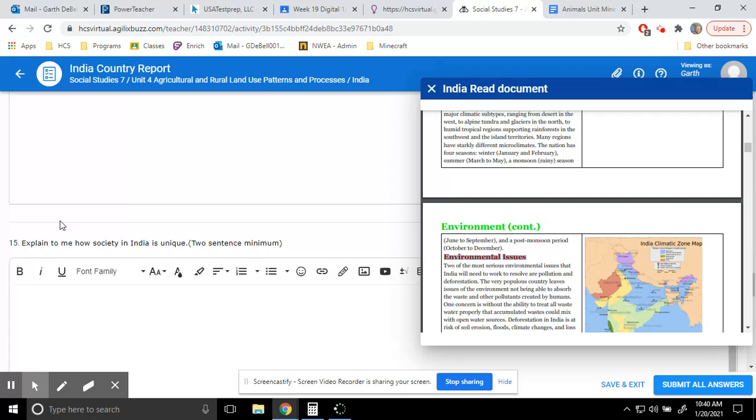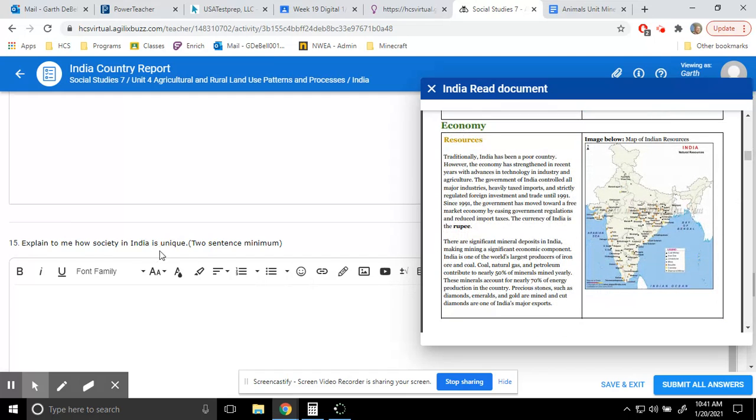Realistically, 2 sentences isn't possible, but I'm not going to make you write a paragraph. And I also want to know how their society is unique. Like each of these places we look at, they have some unique parts of their society. So you definitely want to focus on what makes them special, and that's what I want you to do.